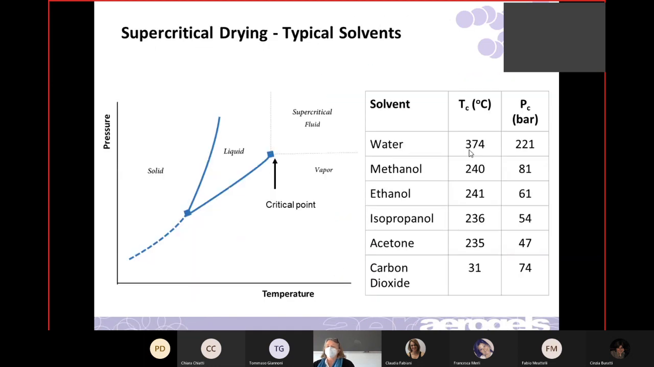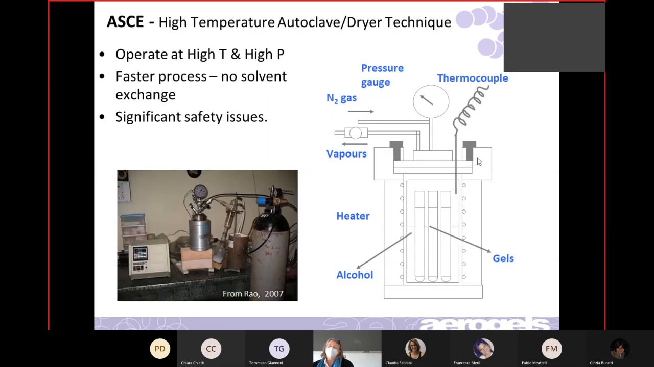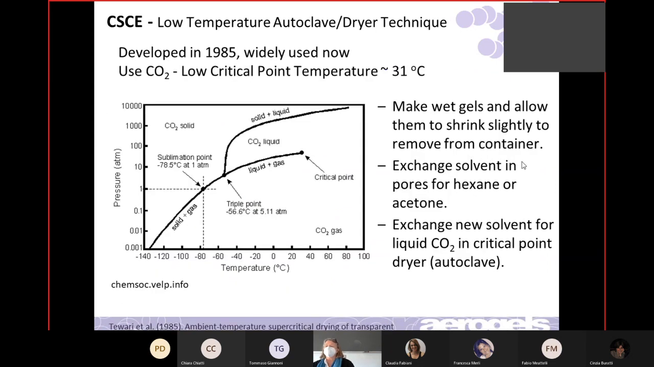So you have to go above the 240. You don't have to go this high. That's very high. You have to go a little bit above. So the next step is they typically exchange a solvent in the pores for a hexane or an acetone first, because that's better with the CO2, correct, Mary, the chemist?